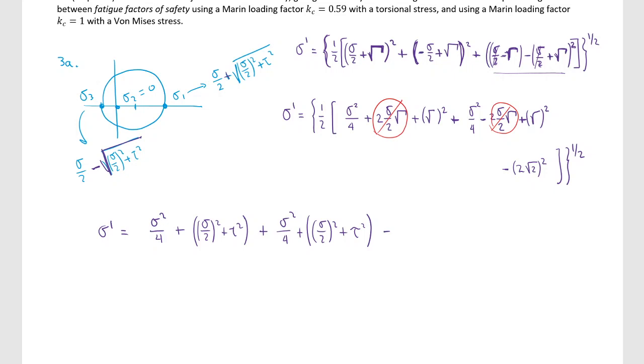minus 4 times this squared, and this positive was here and the square affects the negative, so this is actually 4 square root, not of 2, just square root. So the square root is sigma over 2 squared plus tau squared. Okay, divided by 1/2, and everything to the 1/2.